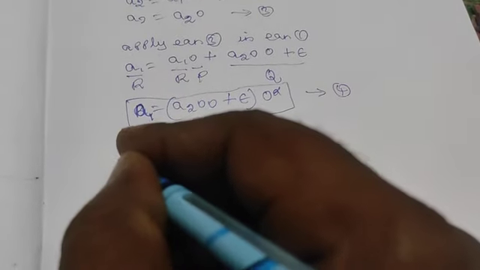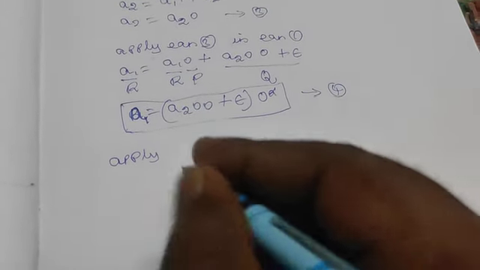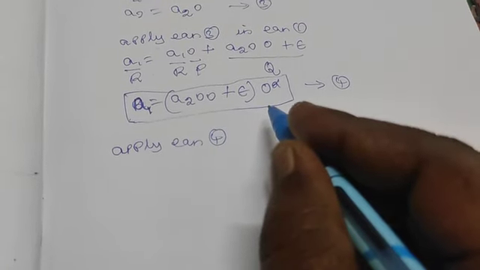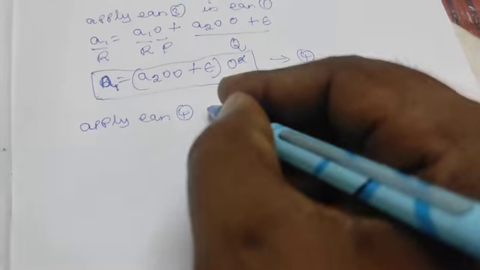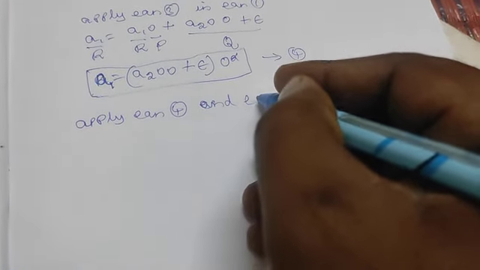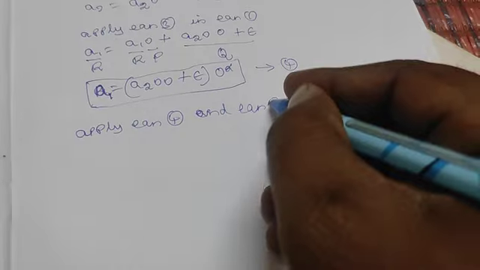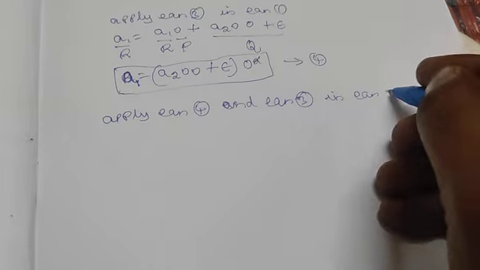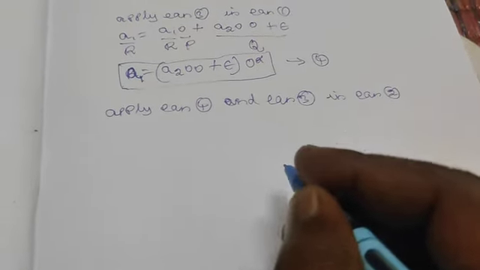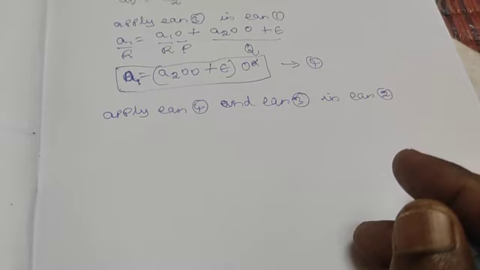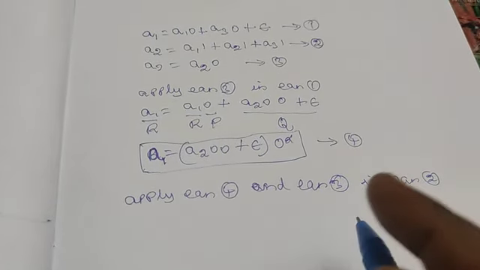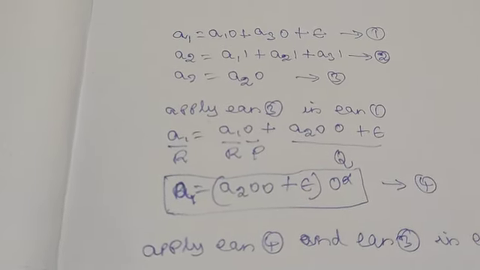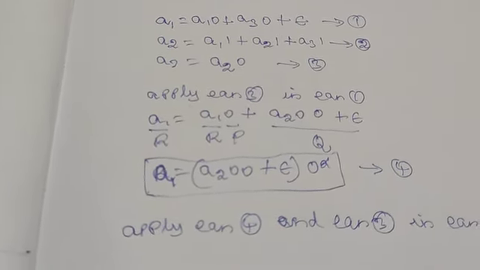So, apply equation number 4. Equation number 4 is the present equation which is given for A1, and equation number 3 in equation number 2. That means we are applying equation number 4 and 3 in equation number 2. So what is equation number 2? It is written as A2 is equal to A1 1, A2 1 plus A3 1.